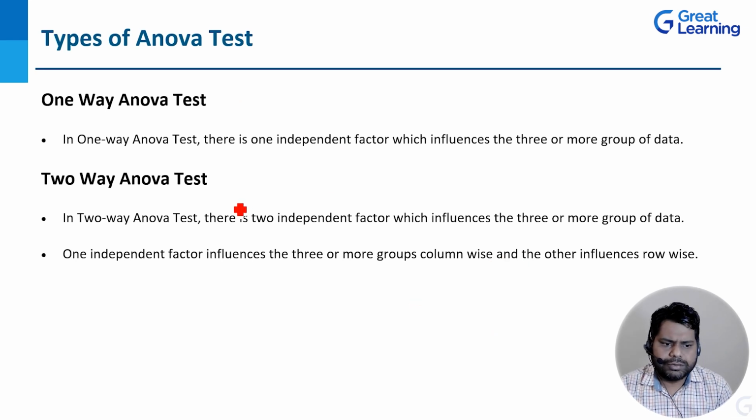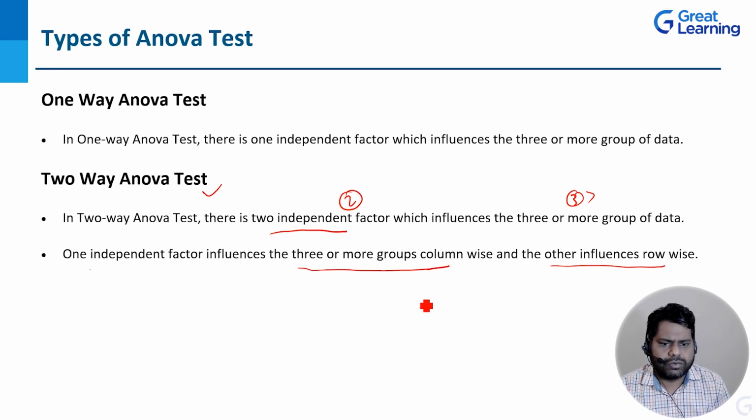Now let's move on to the next type of ANOVA test, that is the two-way ANOVA test. In the two-way ANOVA test, there are two independent factors which influence the three or more groups. One independent factor influences three or more groups column-wise and the other influences row-wise. So now let's take an example to understand this.